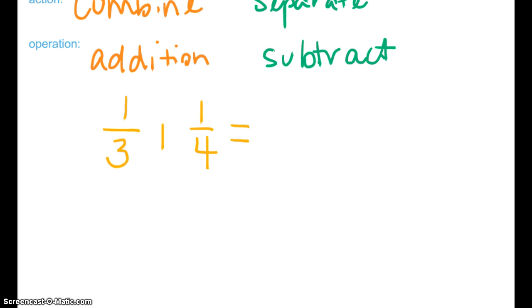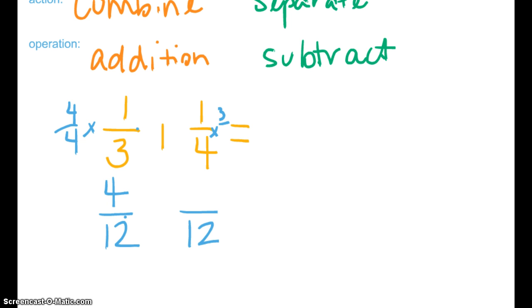Now when you add fractions, remember you've got to find a common denominator, and in this case it would be 12. So we're going to multiply 1/3 times 4/4, and we get 4/12. So 1/3 is equivalent to 4/12. And then we're going to multiply 1/4 times 3/3 to get 3/12. And then when we add that together, that would be 7/12. So if the question said how much of the pie did they eat, this would be our answer. They ate 7/12 of the pie.